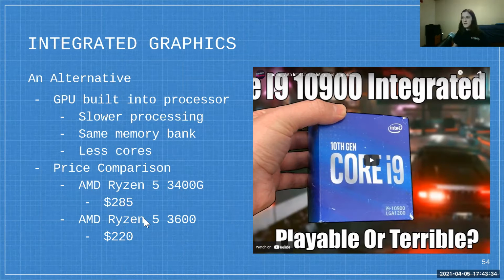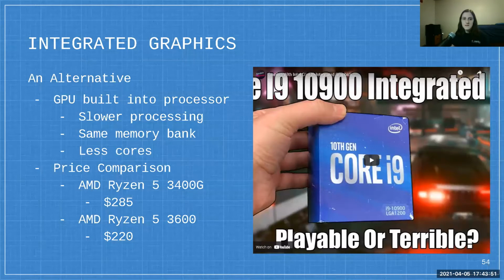And we can see that a normal CPU without the graphics integrated is $220. So that's the price points there.